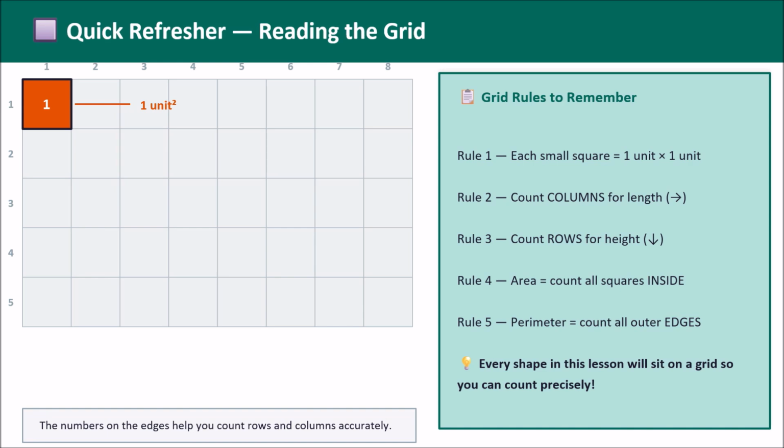Here are the 5 rules you must always follow on a grid. Rule 1. Each square gives 1 unit times 1 unit. Rule number 2. Count the columns for the length. Rule 3. Count the rows for the height. Rule 4. Area equals count all the squares inside the shape. And rule number 5. Perimeter is count all the outer edges of the shape. These 5 rules are everything you need. Keep them in mind when you are using the grid for finding the area.